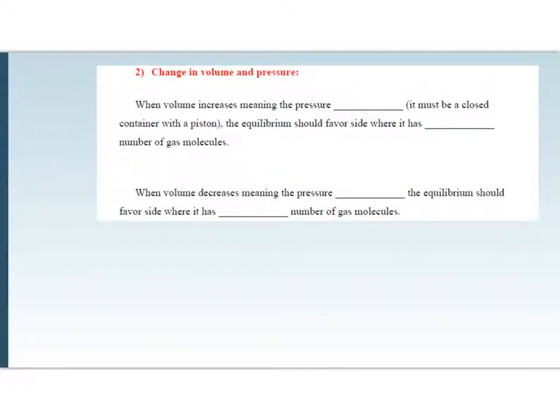Change in volume and pressure. When volume increases, meaning the pressure decreases, this also means a decrease in the molarity. The equilibrium should favor the side where it has a higher number of gas molecules. But if vice versa, if the volume is decreased, meaning the pressure is increased and the molarity is increased also, the equilibrium should favor the side where it has a smaller number of gas molecules.